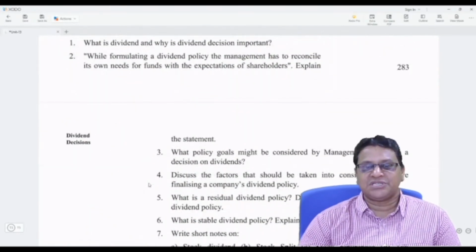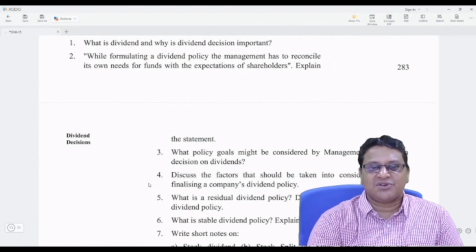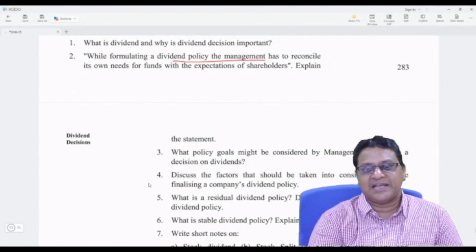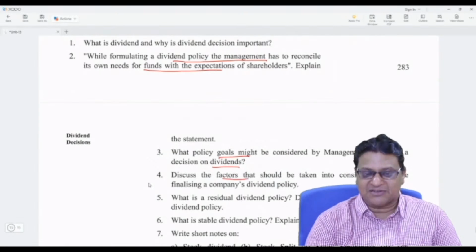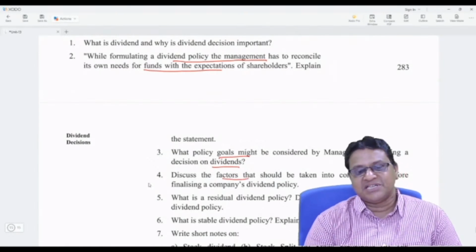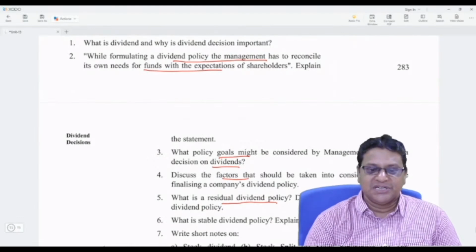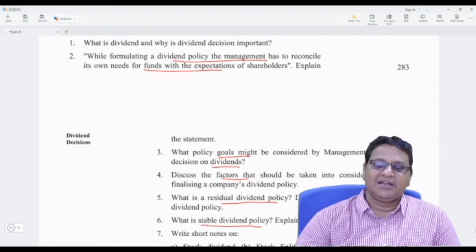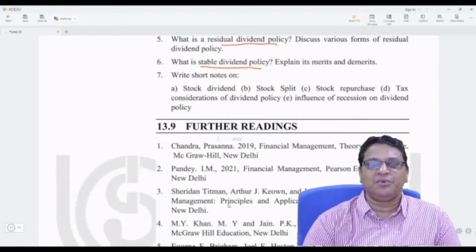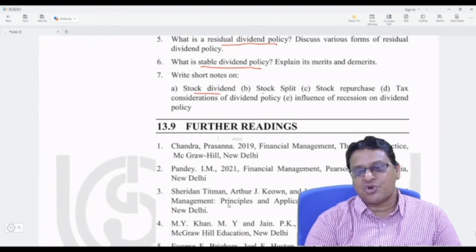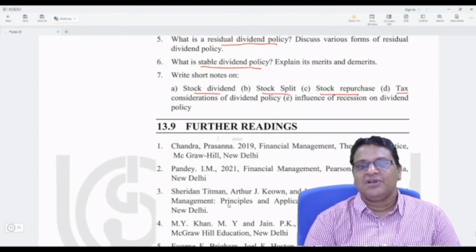What are the important questions? Important questions mean: discuss the factors which are taken into consideration while deciding the dividend policy or dividend decisions. Discuss the internal factors, discuss the external factors, discuss the residual dividend policy, discuss stable dividend policy and its merits, demerits. And sometimes short notes are asked on stock dividend, stock split, stock repurchase or buyback of shares, tax consideration, recession, and dividend policy like this.